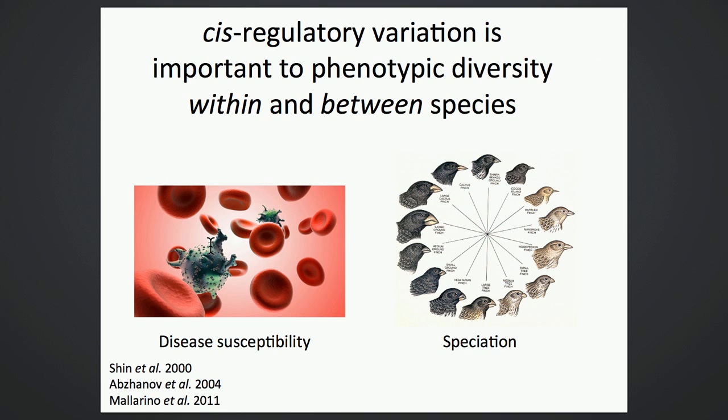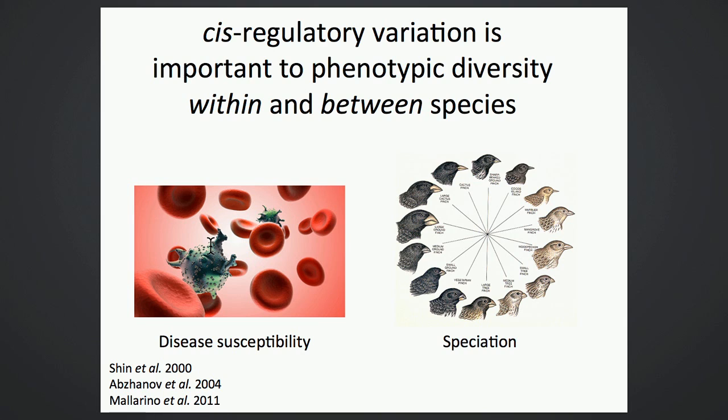Okay. So cis-regulatory variation is an important source of phenotypic diversity within populations and also a target for adaptive selection between species. And my favorite example of the latter is that cis-regulatory variation underlies the differences in beak morphology in Darwin's finches that led to their speciation. An important example of within-species diversity that's due to cis-regulatory variation is that there are a wide variety of diseases in humans where there are differences in susceptibility between individuals that are due to cis-regulatory variation.